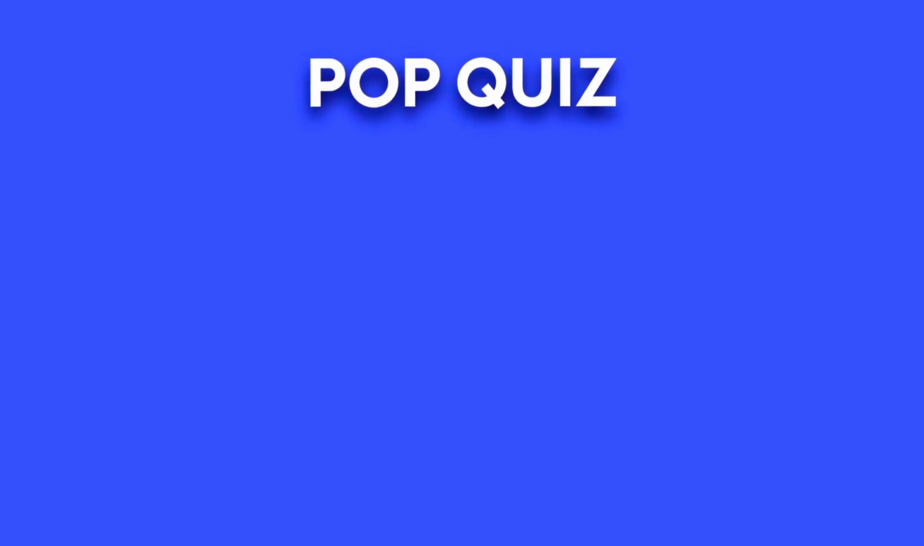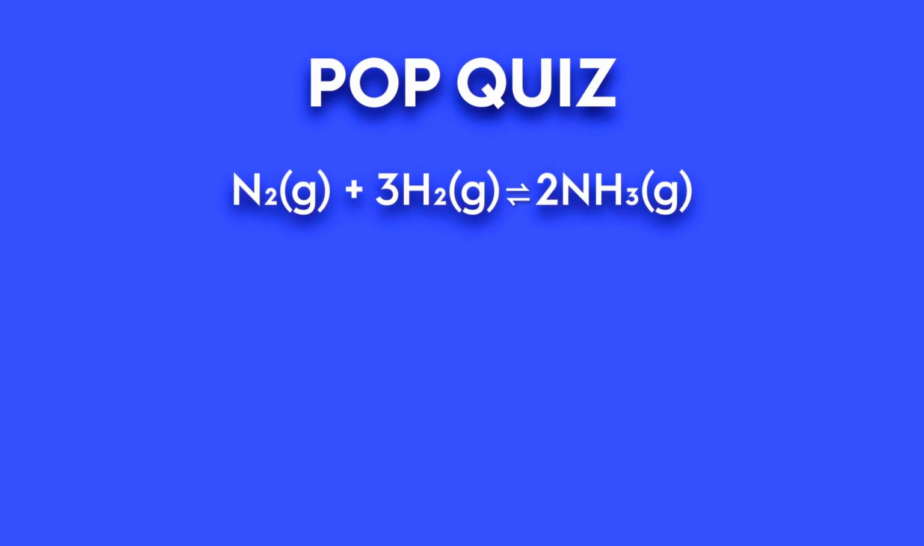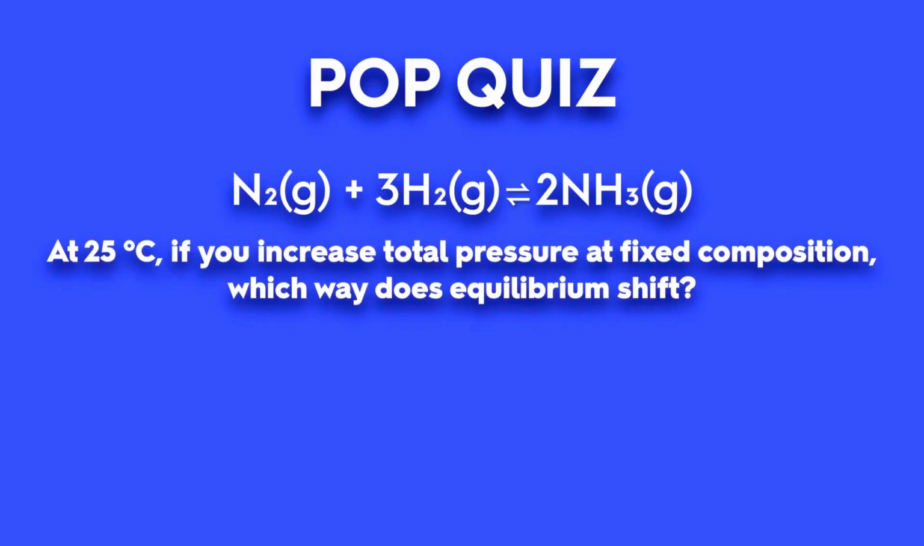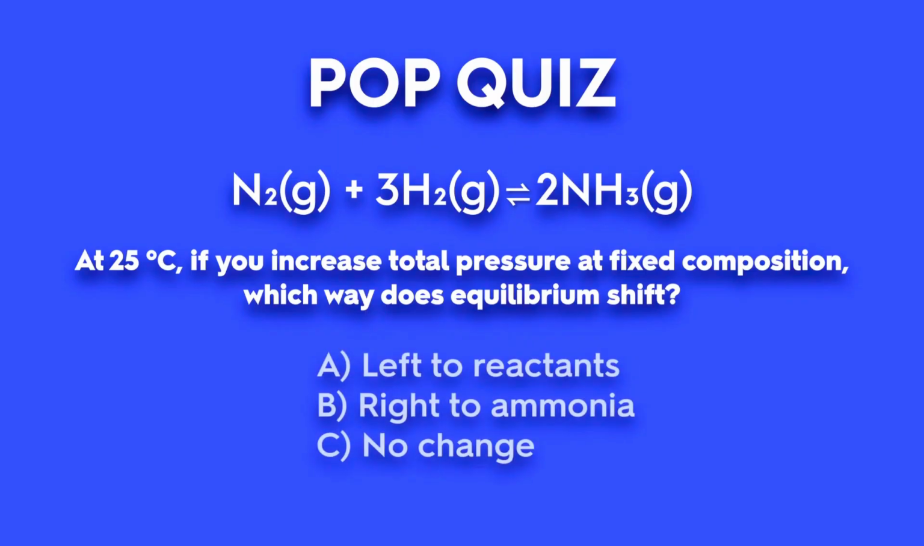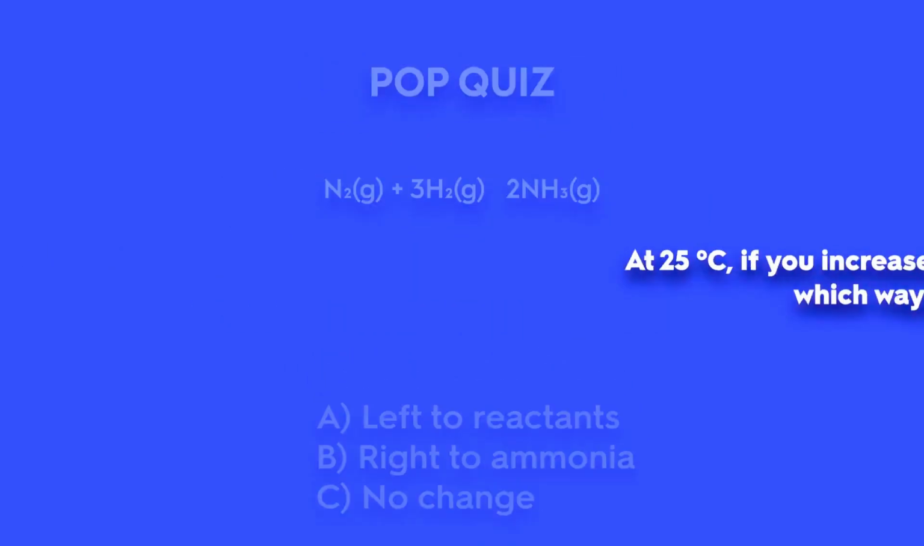Pop quiz. For the reaction nitrogen plus hydrogen forming ammonia, if we crank up total pressure while keeping the composition the same, which way does the balance tip? Left, right, or no change? Lock your choice now. We'll reveal and explain it shortly.